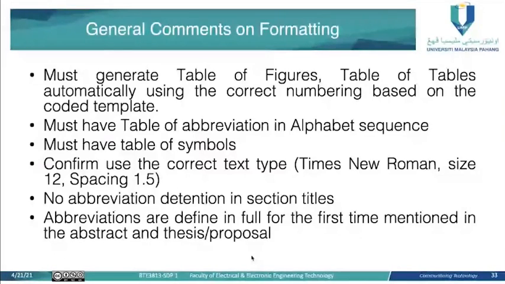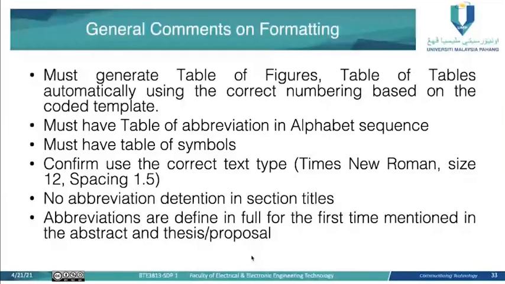Must have table of abbreviations, in alphabetic sequence, and must have table of symbols. Like if you use voltage, so V, current I, power P, energy E. So all these symbols should also be stated in the table of symbols. Confirm that you write in Times New Roman size 12, spacing 1.5.